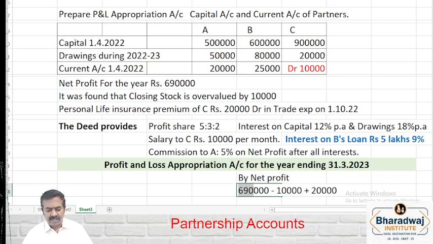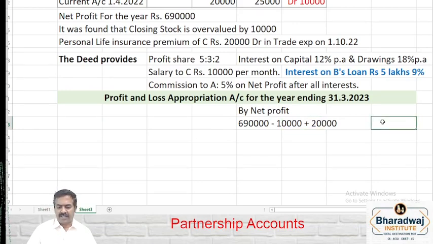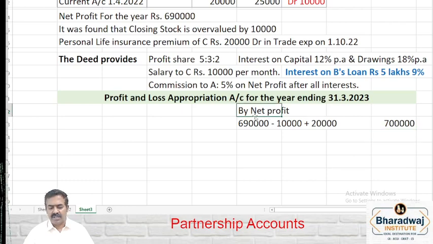Okay. 6,90,000 is the net profit. Minus 10,000, that is overvaluation of closing stock. Plus 20,000, rectification of personal expense charged in business. How much totally? 7 lakhs will come. So this is the net profit after rectification of error.